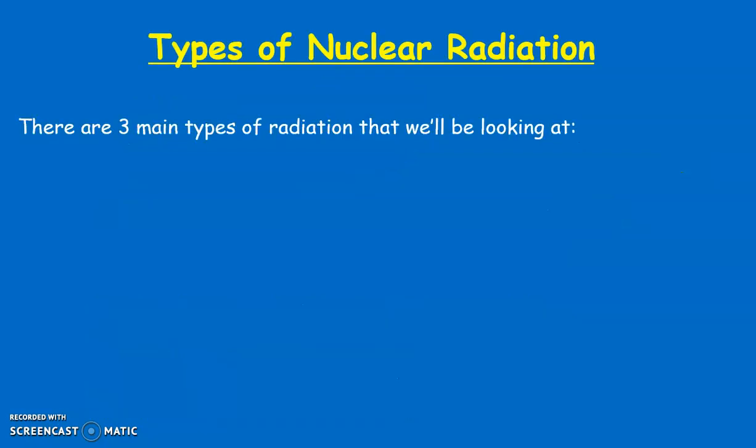Now there are 3 main types of radiation we'll be looking at: alpha, beta, and gamma. There is a fourth one called neutron emission, where the energy allows a neutron to be emitted out of the nucleus. For your AQA GCSE, that is not something you'll be going into in detail, so I've not really talked about that. But it's good to know that there is a fourth one called neutron emission. The three main ones we're looking at are alpha, beta, and gamma.